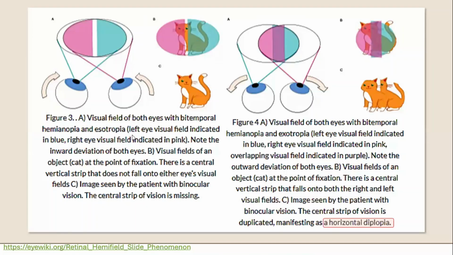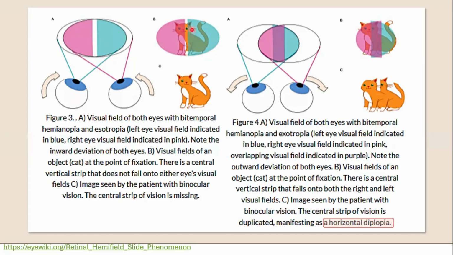According to an article written by experts in the field on iWikipedia, I'll share the link in the video description, we can better understand the patient's visual experience in these cases. So let's look at the left side of this slide. In case of esotropia or inward deviation, we said before the nasal visual fields are separated by a central scotoma, as shown here in the image above.